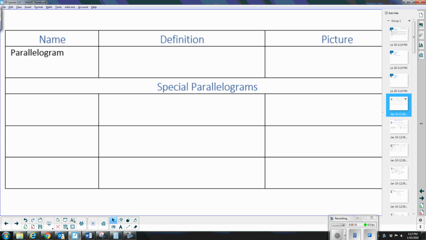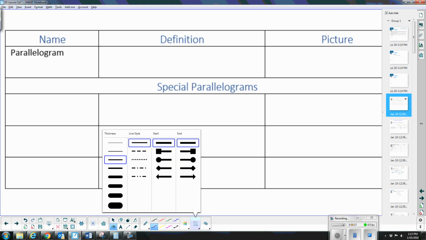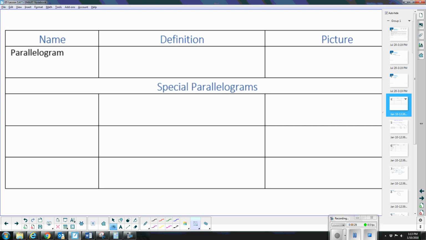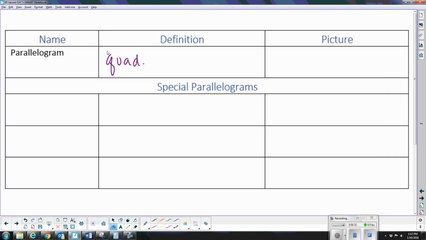defining parallelograms. A parallelogram is a quadrilateral whose opposite sides are parallel. And if you were to draw a picture of this with your markings on your diagram, you would draw parallel lines and then another set of parallel lines.